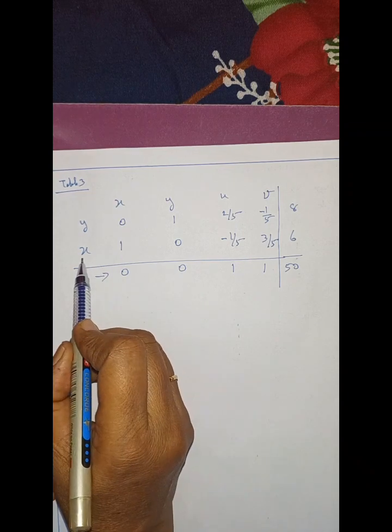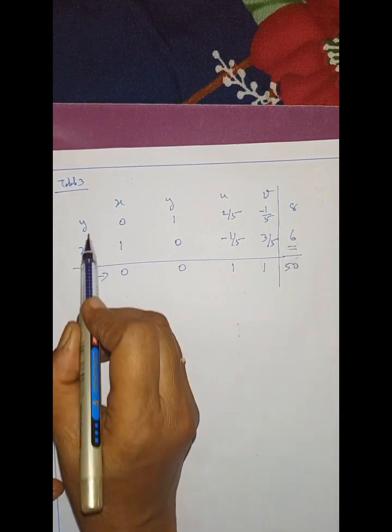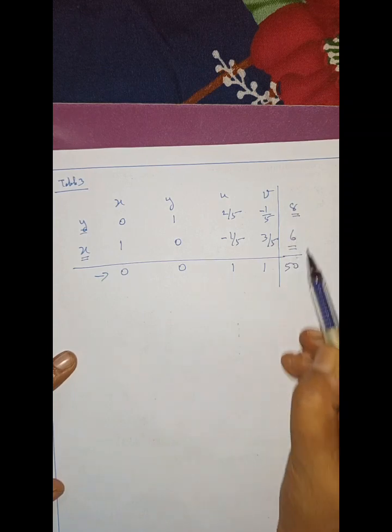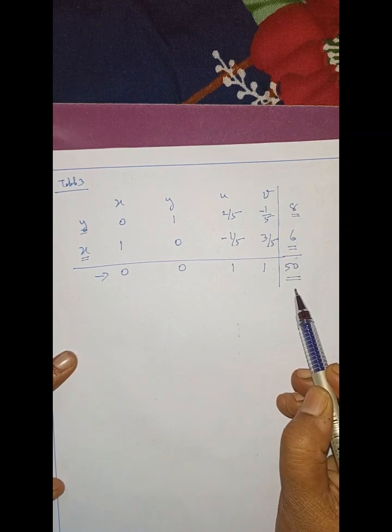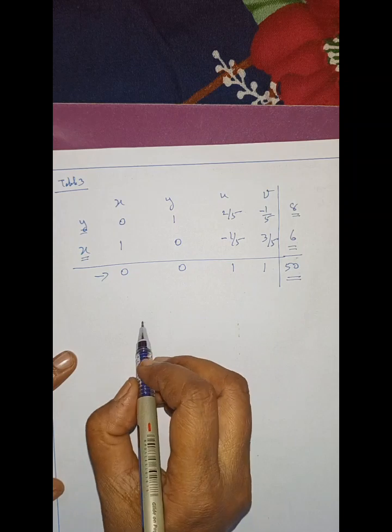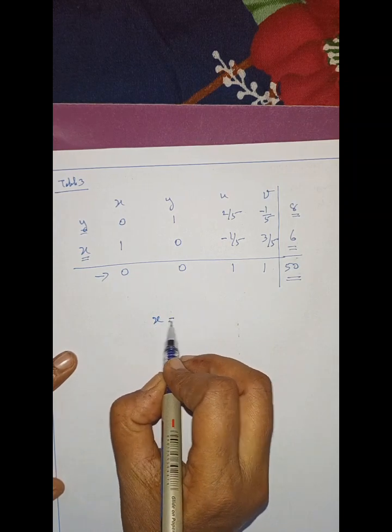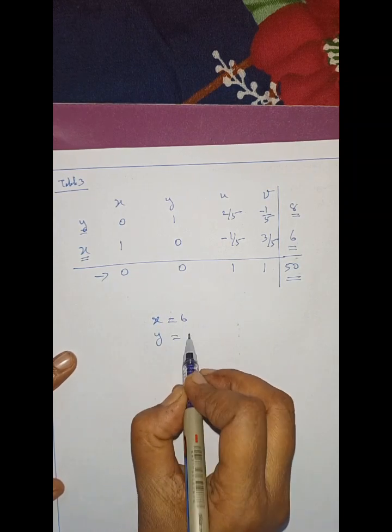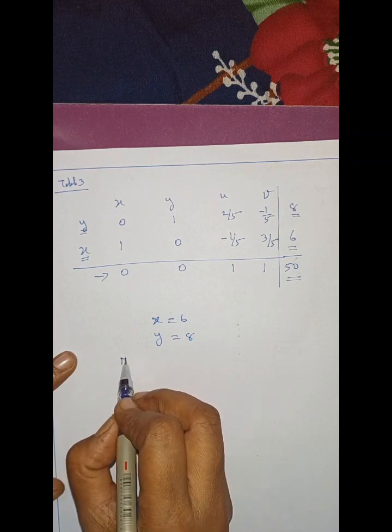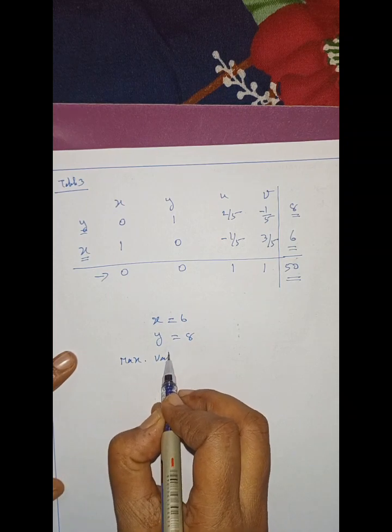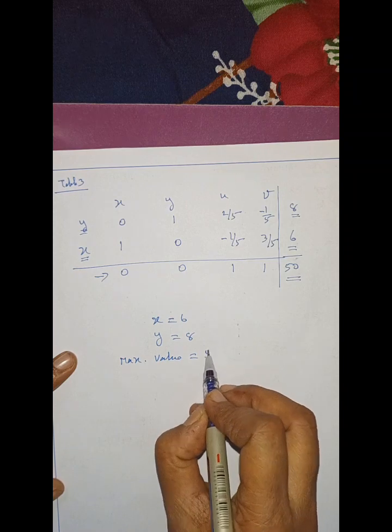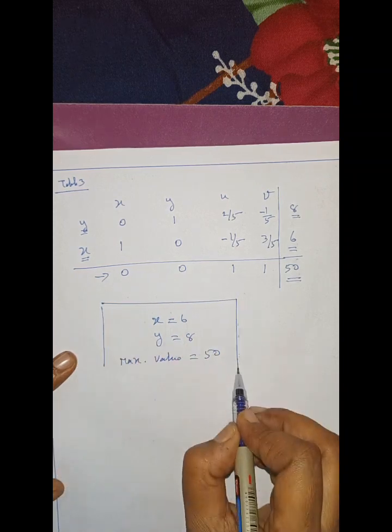Here the solution represents x is equal to 6 and y is equal to 8, and the maximum value of the objective function is 50. So the solution is x is equal to 6, y is equal to 8, and the maximum value of the objective function is equal to 50.